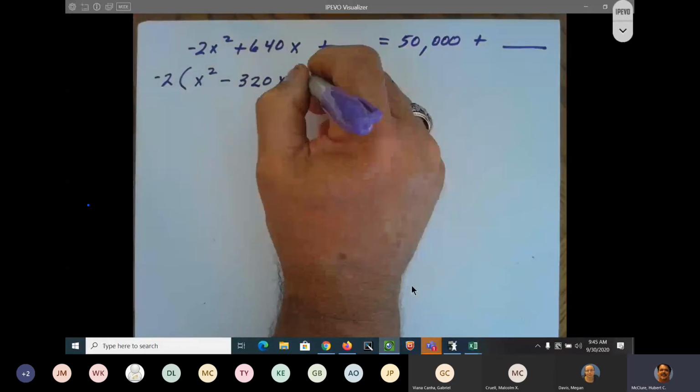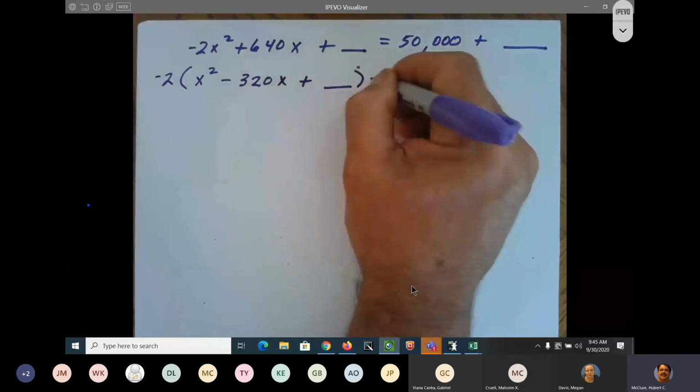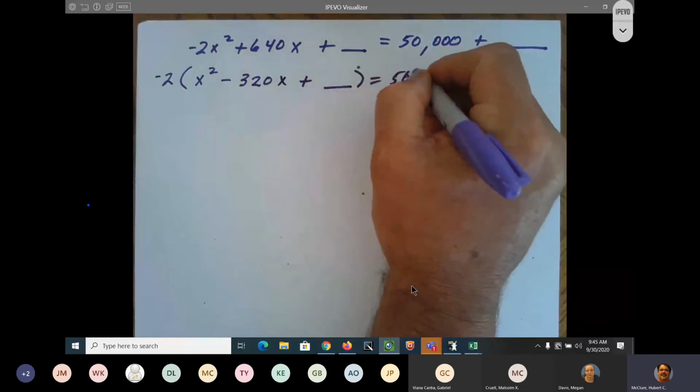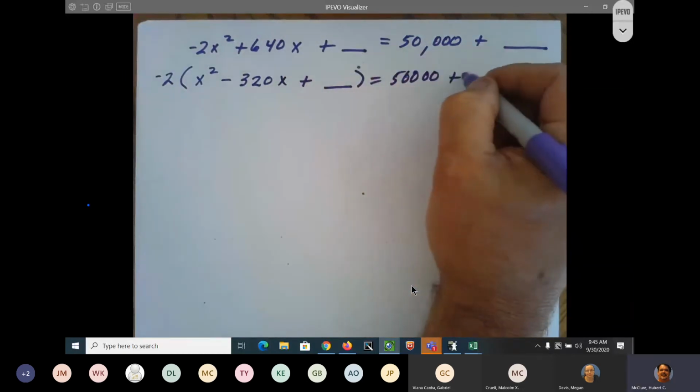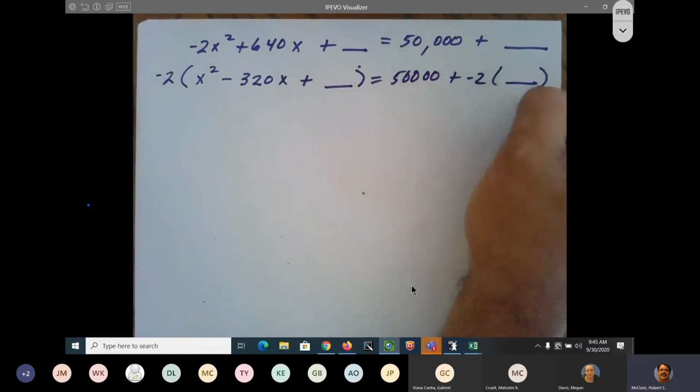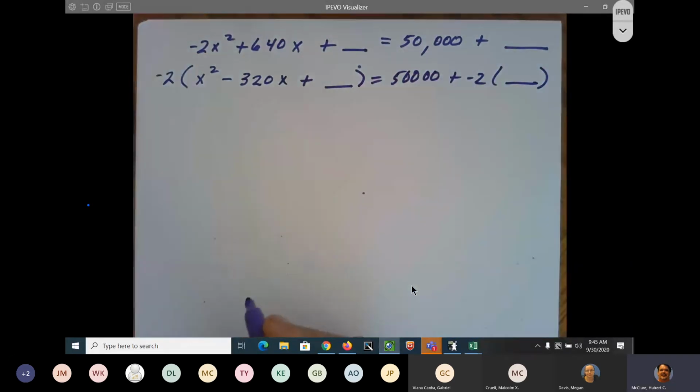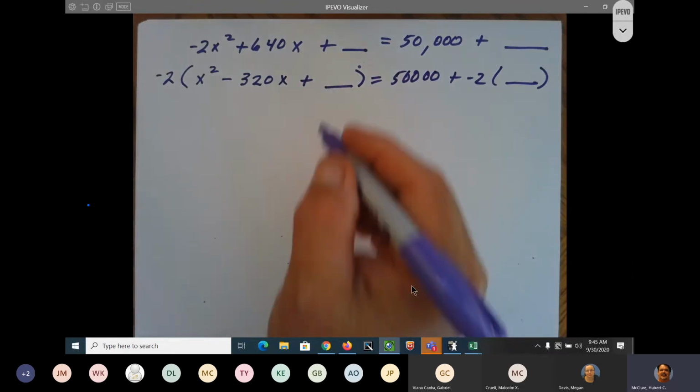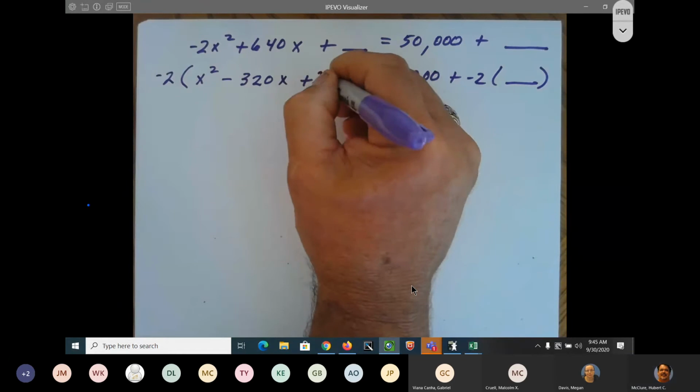x squared minus 320x plus blank is equal to 50,000 plus negative 2 times blank. Half of 320 is 160. 160 squared is 25,600, right? Y'all check me.